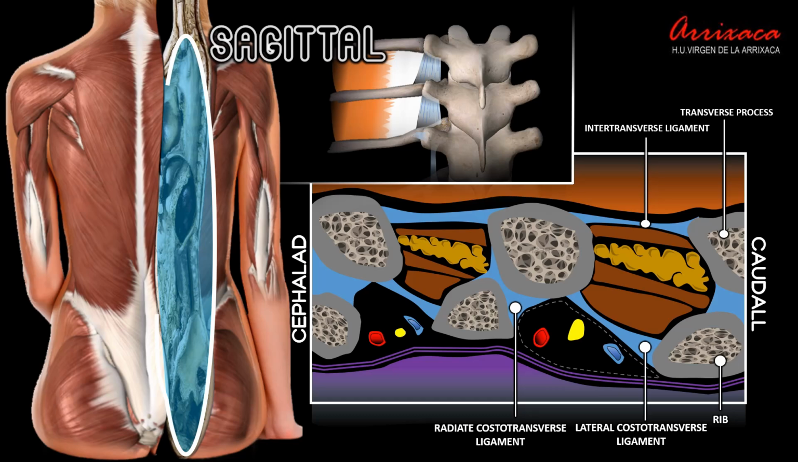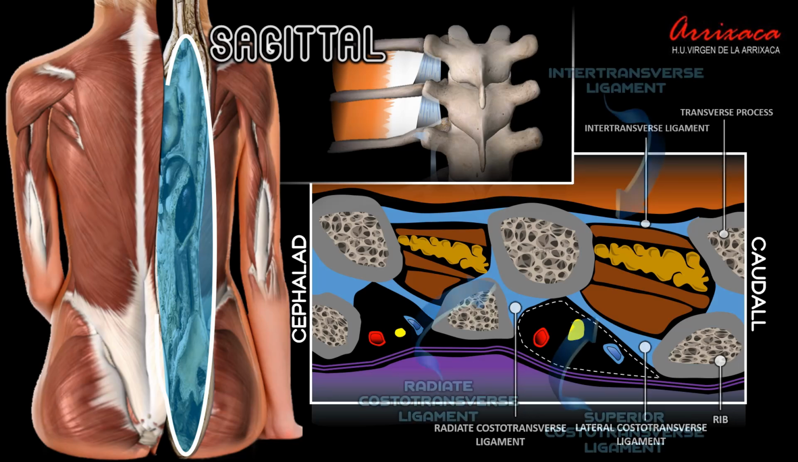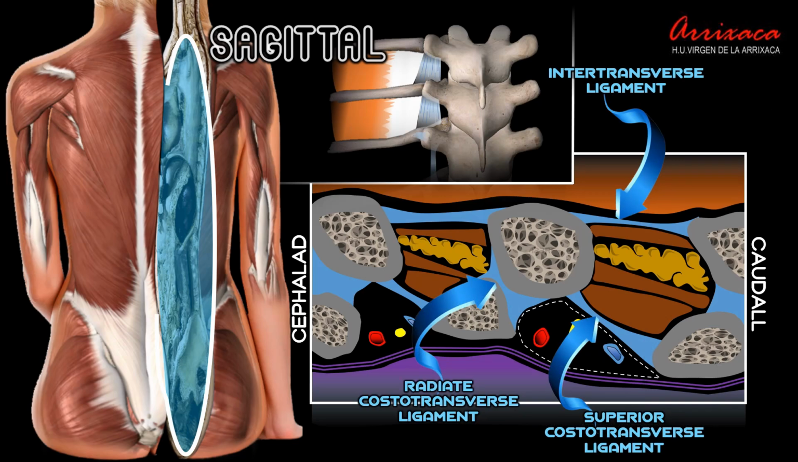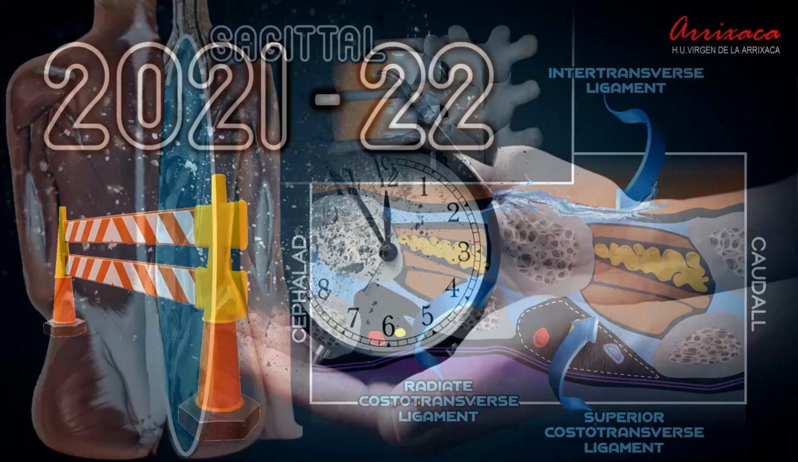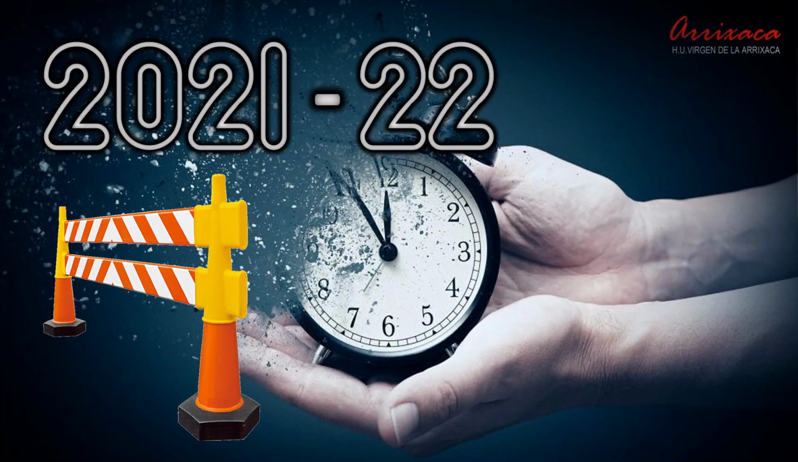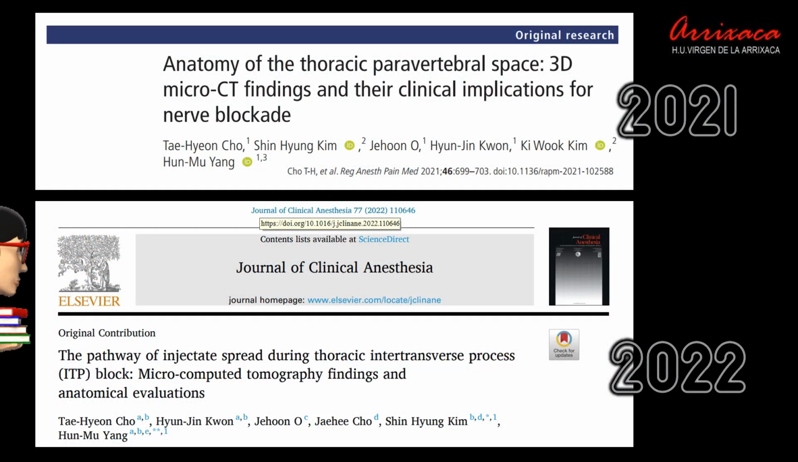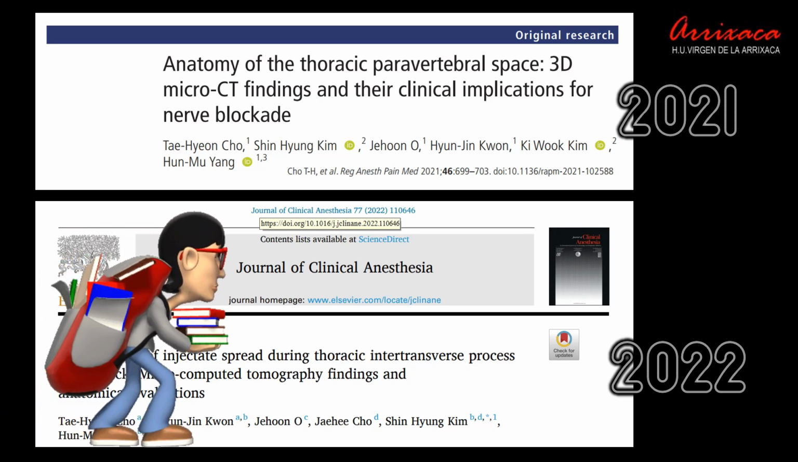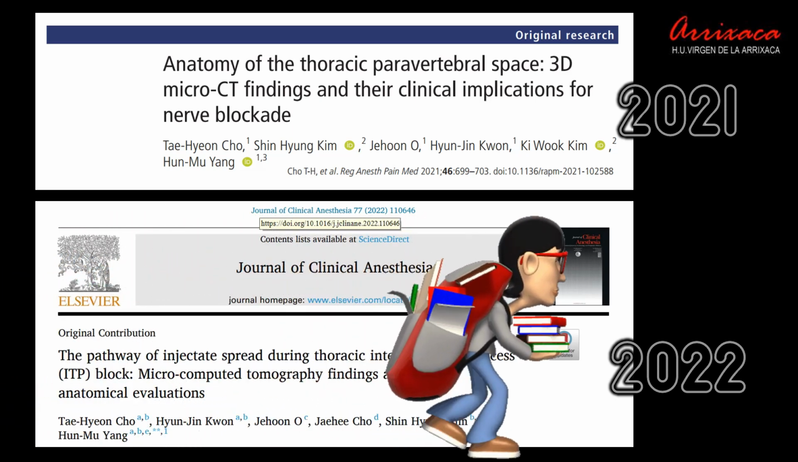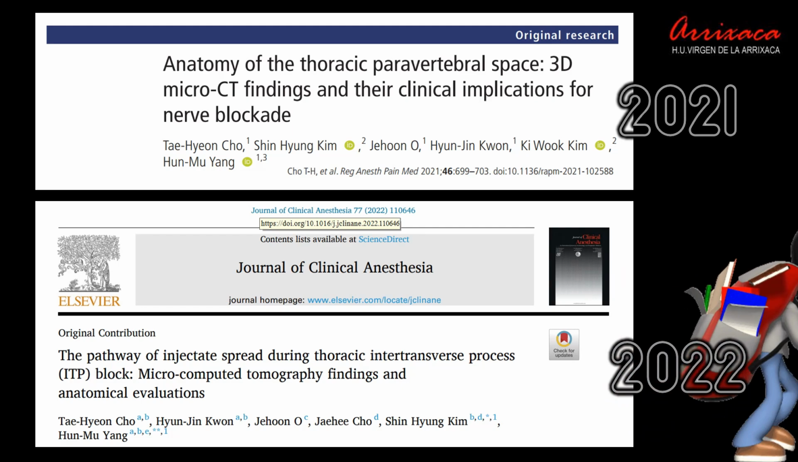The same image that we have seen repeated infinitely in a paramedian sagittal plane shows the presence of two added barriers. In addition to the superior costotransverse ligament, the intertransverse ligament and radiated costotransverse ligament should impede the free diffusion of the drug into the paravertebral space. But in 2021 and later in 2022, Tae-Hyun and colleagues published the best and most realistic description of the paravertebral space and its anatomical limits.